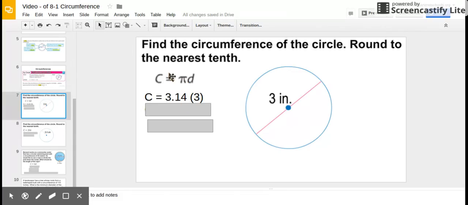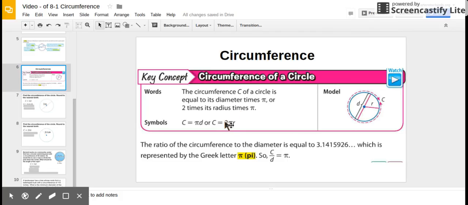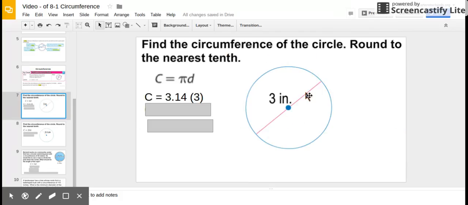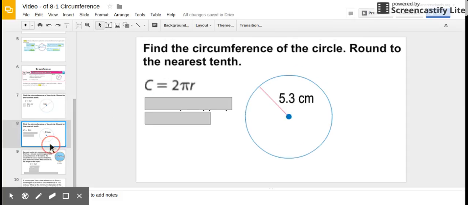All right, so let's start with that formula. C equals pi times diameter. I'm using this formula and not the formula 2 pi r because I'm given the diameter here, right? So I have 3.14 in place of pi times diameter. What is the diameter? It's 3 inches, okay? Multiply those two numbers and you get 9.4, so your circumference ends up being 9.4, okay?